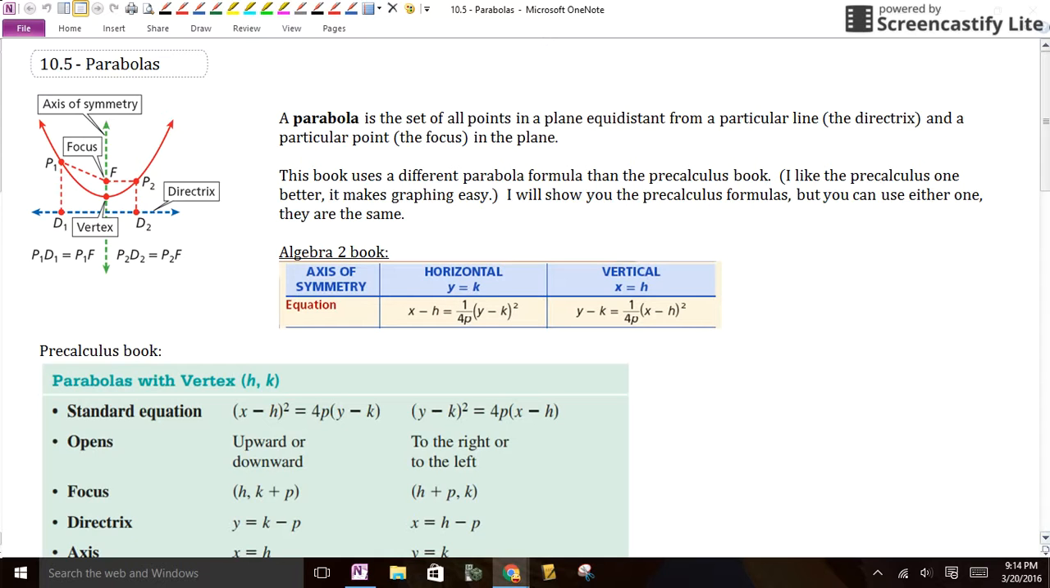Meyer in 10.5 parabolas. Now, parabolas are super important. The definition right there that you see: the set of all points equidistant from a line called the directrix to a point called the focus. The focus is one of these things we're going to talk about a ton, and it's probably what the definition of a parabola is.